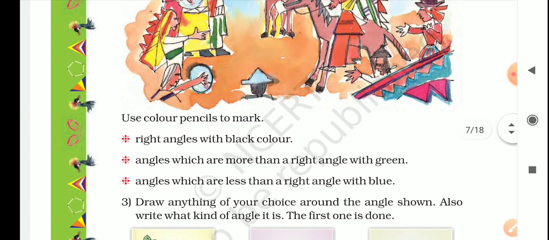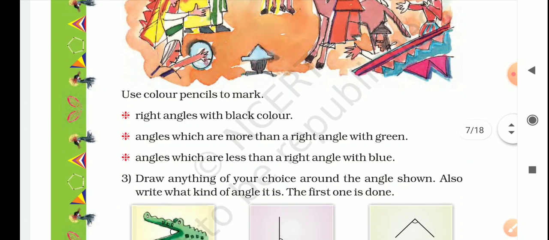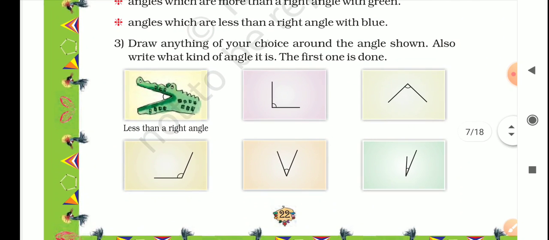So this activity part you have to do at home. Now next, question number 3. Draw anything of your choice around the angle shown and also write what kind of angle it is. The first one is done. Now here, you have to draw anything of your choice. This means you don't have to draw anything specific, whatever you want, but you have to read the question properly.